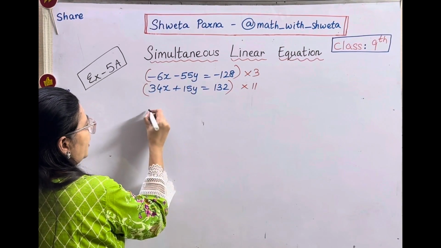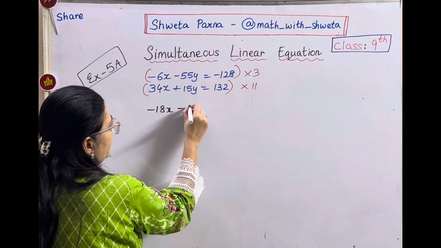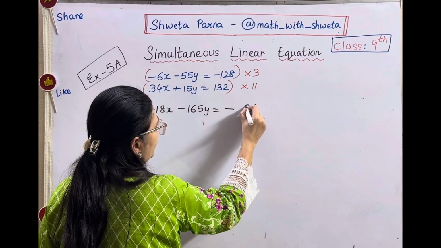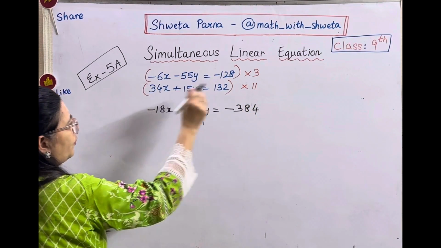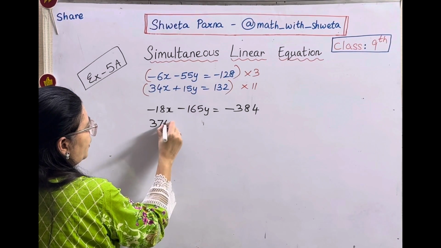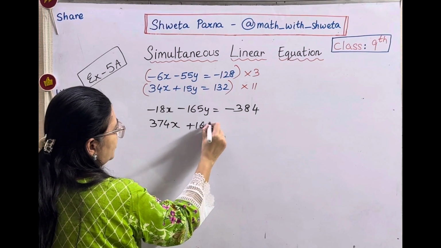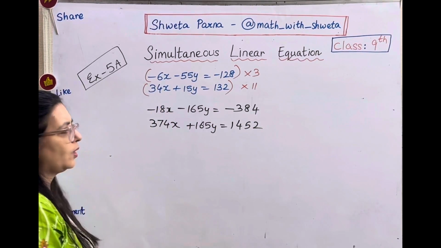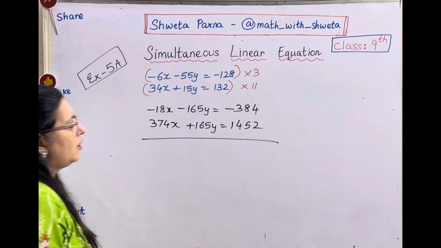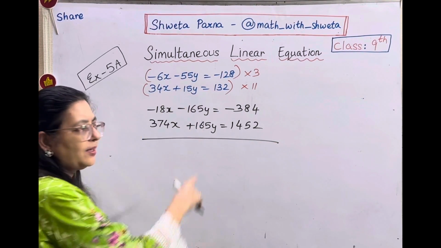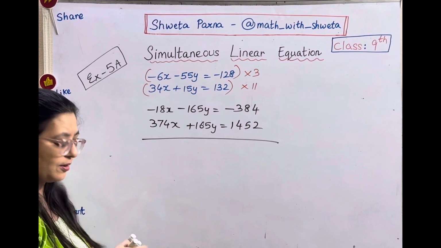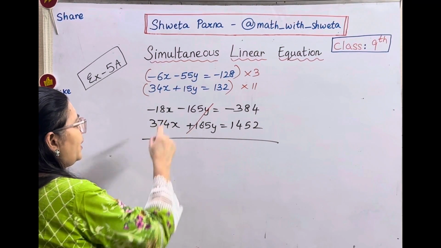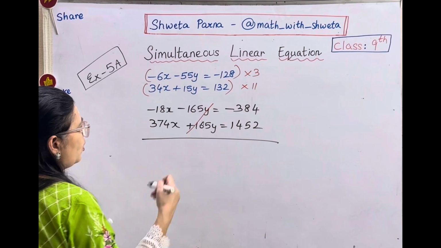Minus 6x into 3 is minus 18x. Minus 165y is equal to minus 384, 8 3s are 24, 2 6, 7 8 3. 34x into 11 is 374x plus 165y is equal to 1452. Now minus 165y and plus 165y you can just eliminate, right? Because the value is 0. Correct?